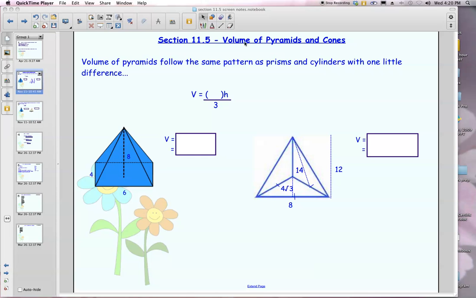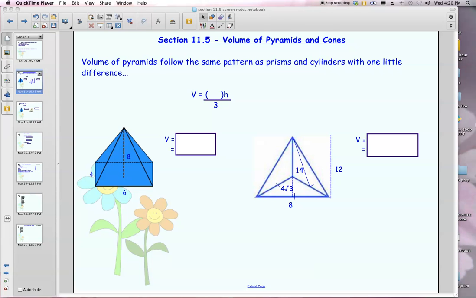This lesson is on the volume of pyramids and cones. Volumes of a pyramid follow the same basic patterns as prisms and cylinders did in the last lesson. The only difference is, since pyramids and cones go up at a slant instead of going straight up, they aren't going to have as much volume as their prism and cylinder counterparts.